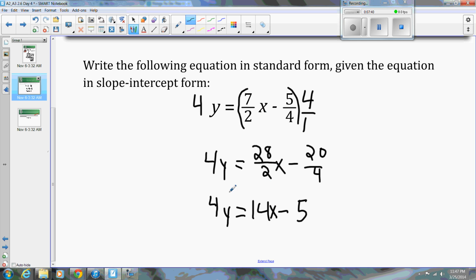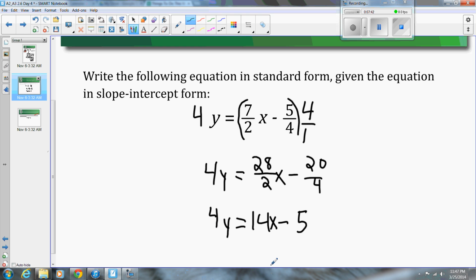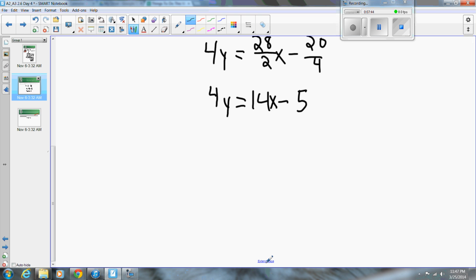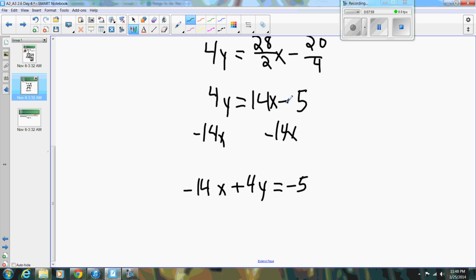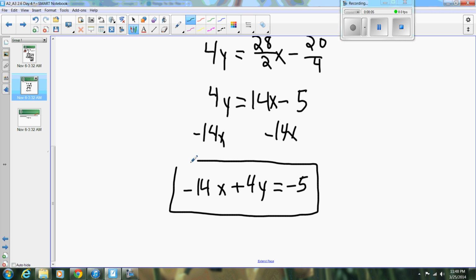Okay, so I just want the x's and y's to be on one side. So my final and easy last step is to subtract 14x from both sides. Subtract 14x from both sides because I wanted to move the x's and y's over to the one side. So my final result, negative 14x plus 4y is equal to negative 5. Note that this subtract 5 stays as a negative 5 on the right-hand side. My final answer is here.